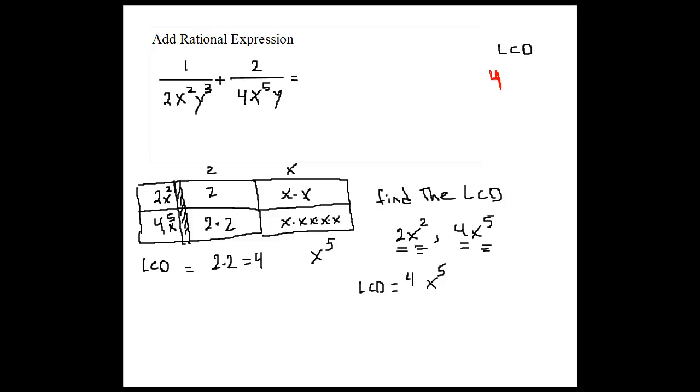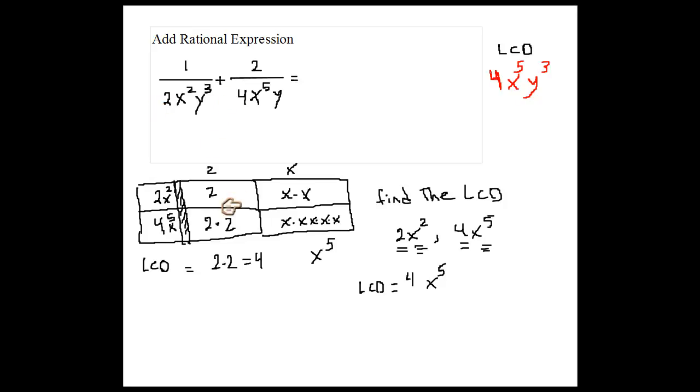And I see Brian just joined us. Brian, if your microphone is working, can you tell me what's the LCD between these two? Let's try your microphone. X to the 5th. Okay, x to the 5th, and continue. How about the rest? Y to the 3rd. Very good.